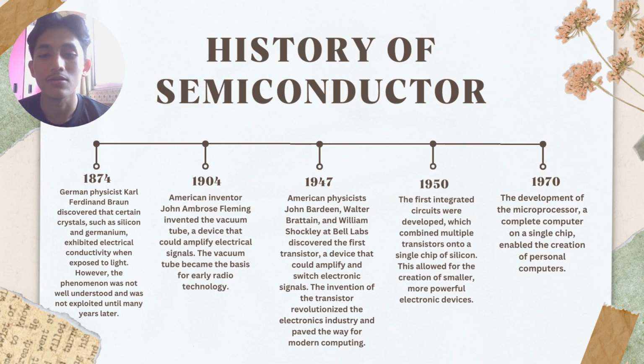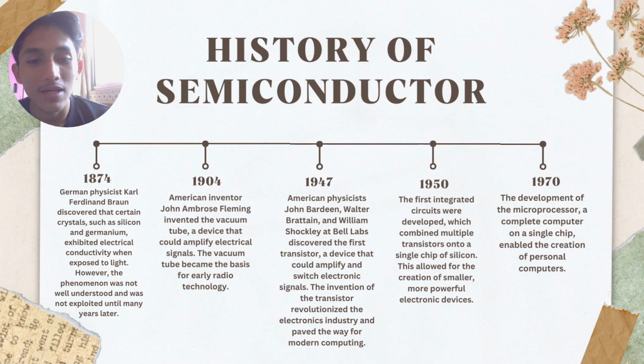Then, in 1904, American inventor John Ambrose Fleming invented the vacuum tube, a device that could amplify electrical signals. The vacuum tube became the basis for early radio technology. After that, in 1947, American physicists John Bardeen, Walter Brattain, and William Shockley at Bell Labs discovered the first transistor, a device that could amplify and switch electronic signals. The invention of the transistor revolutionized the electronics industry and paved the way for modern computing.